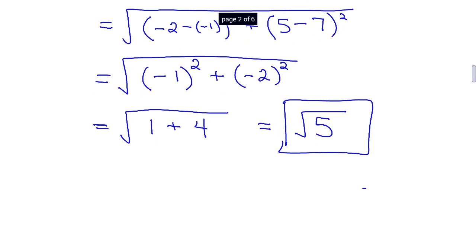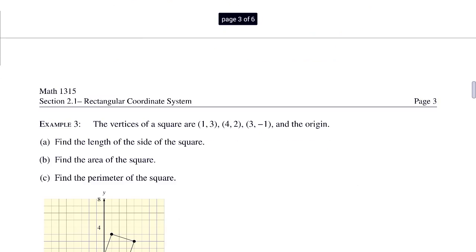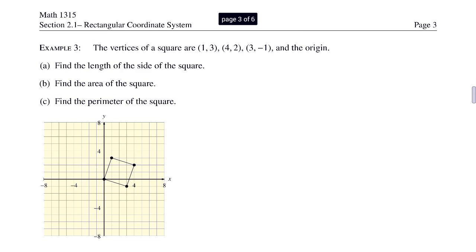Let's look at example 3. The vertices of a square are (1, 3), (4, 2), (3, -1), and the origin. We need to find the length of the side of the square, the area of the square, and the perimeter of the square. I'm going to start by labeling each of these points. I'll label the origin A, and then B, C, and D going around the square.